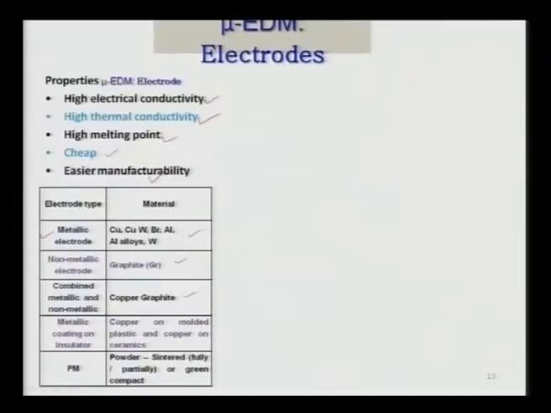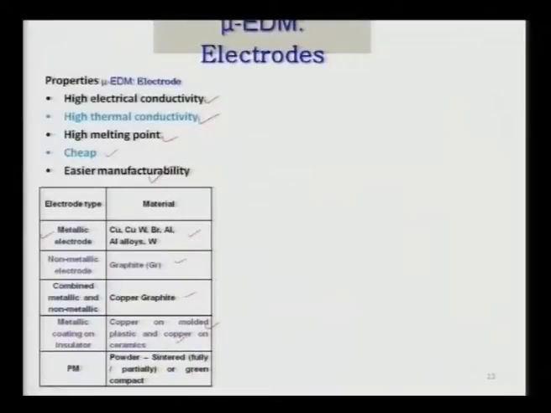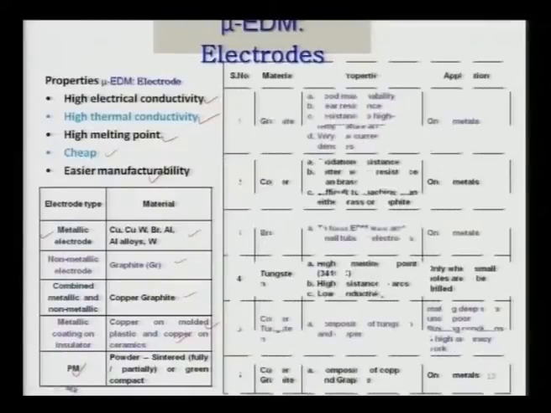A metallic coating on an insulator can be made, so that you can use that insulator tool as a micro tool in the micro EDM process, because you have the coating on the outer periphery which will work as an electrically conducting material. So, you have copper on molded plastic and copper on ceramics. These tools can also be used for electric discharge micro machining, and then you can make the tool with the help of powder metallurgy, PM. Powder sintered fully or partially, or green compact, can be used as the tool.